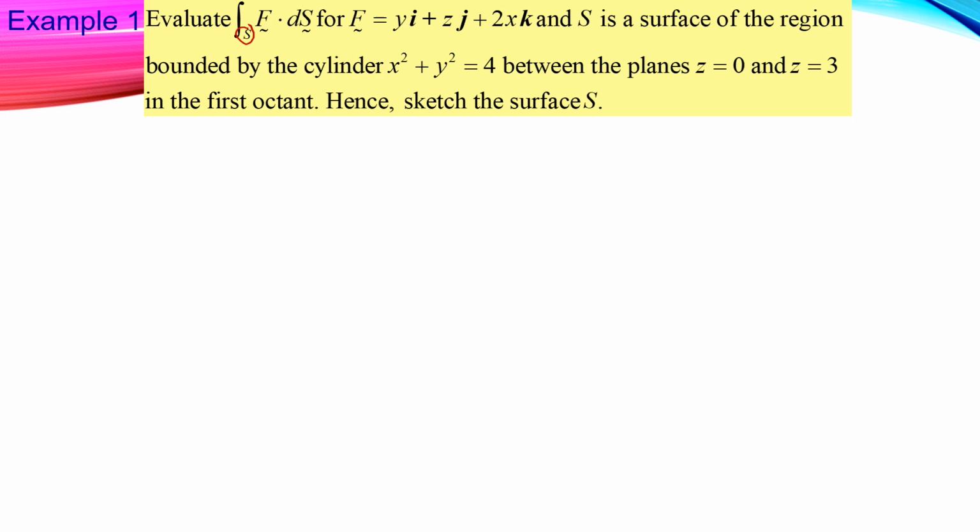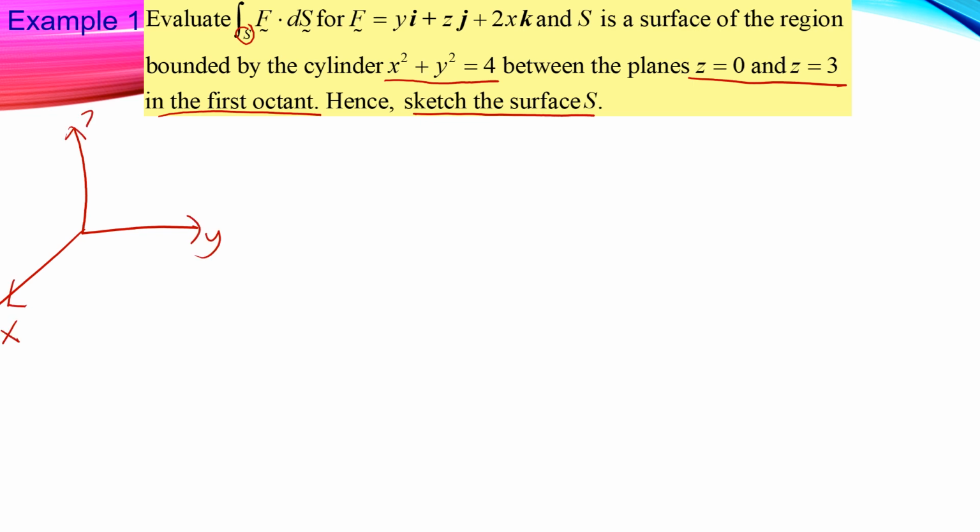So the vector field is F equals yi plus zj plus 2xk, and S is the surface of the region bounded by the cylinder x squared plus y squared equal to 4 between the planes z equal to 0 and z equal to 3 in the first octant. So you have to sketch the surface S first. It is already mentioned that the cylinder is in the first octant. So if you want to sketch it, draw x, y, and z axes. First octant, z from 0 to 3, z equal to 0 and z equal to 3. So very easy. You have the first octant cylinder, and at the back you have x equal to 0, y equal to 0, and this one is x squared plus y squared equal to 4.